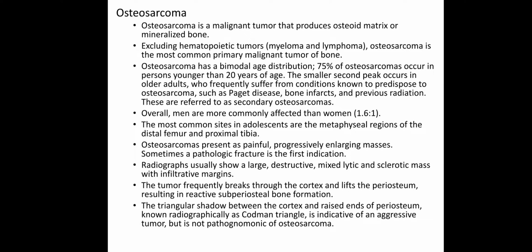So we have two peaks. The first under 20 years of age and the second اللي هو occurs in the older adult. Overall, men are more commonly affected than women. 1.6 إلى 1 the ratio. The most common sites in adolescents are the metaphyseal region of the distal femur and proximal tibia.